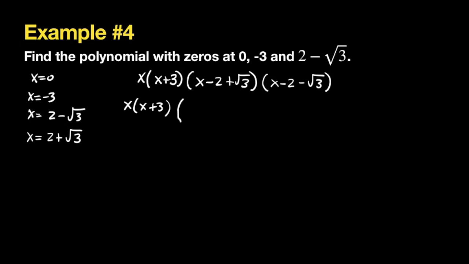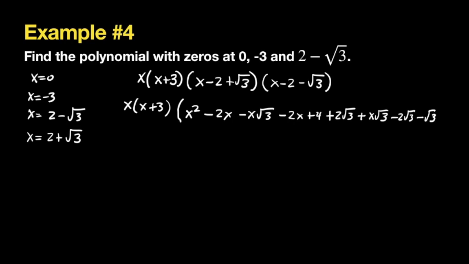And then when we multiply this out, we get x to the second minus 2x minus x square root of 3, negative 2x plus 4 minus 2 square root of 3. Then we have positive x root 3 minus 2 root 3 minus square root of 3 squared.